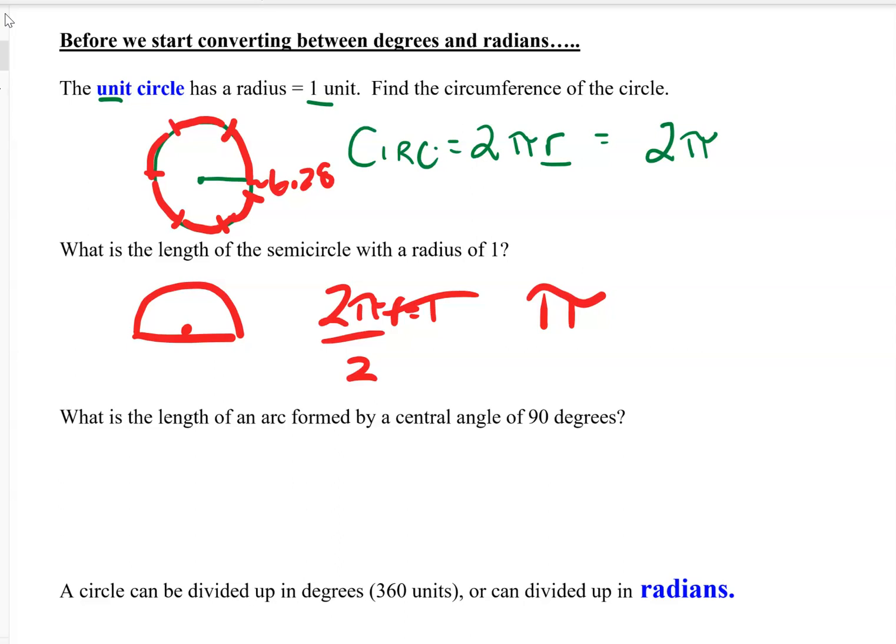What is the length of an arc formed by a central angle of 90 degrees? Our definition of a central angle goes out from the center of the circle. So 90 degrees, well, let's see, that's half of a semicircle. So that would be pi over 2.